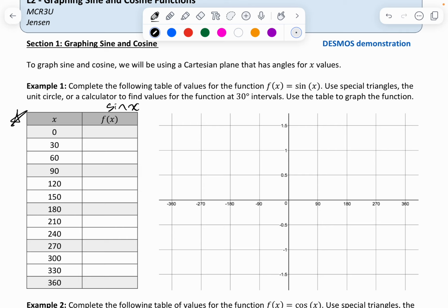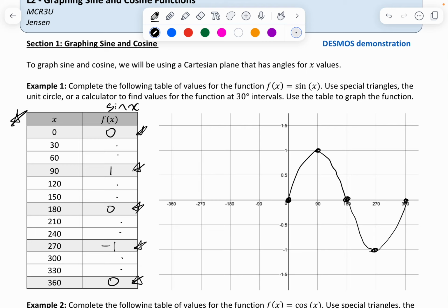Once you've done that, you'll see that you'll have 0 here, then some values that are decimals. Then here you'll have 1, decimals again, 0, decimals again, -1, decimals again, and back to 0. These are the key points that we're going to use to graph the sine function. So it looks like 0 at 0, 1 at 90, 0 at 180, -1 at 270, and then 0 at 360. That's what a sine function looks like.